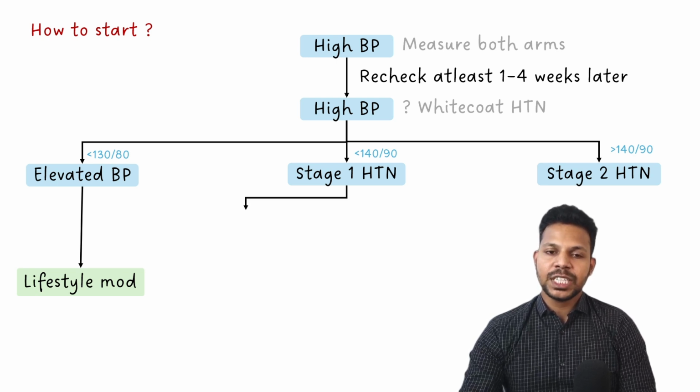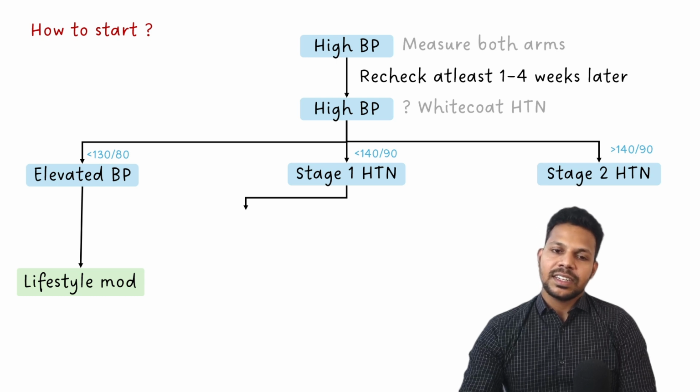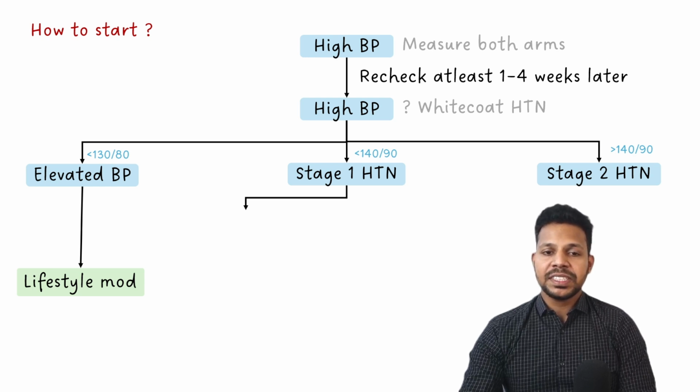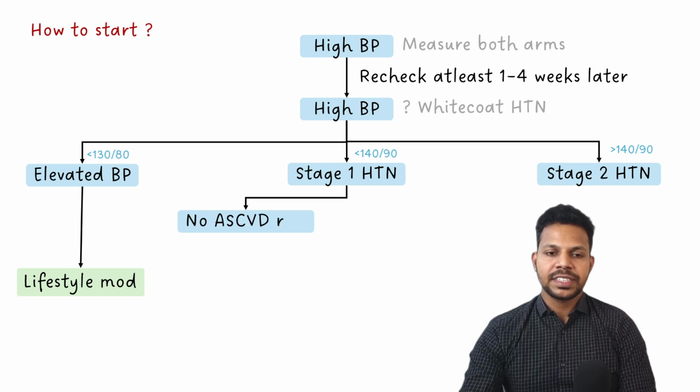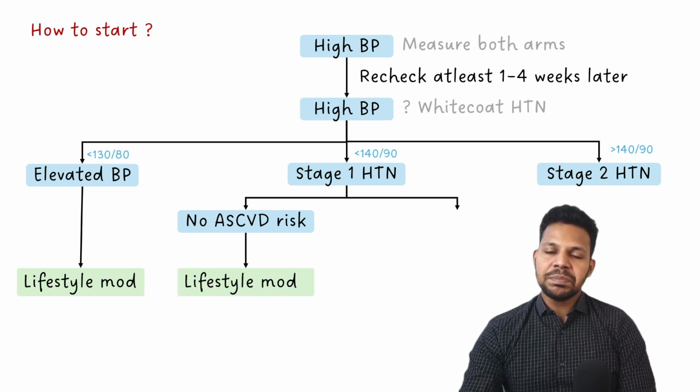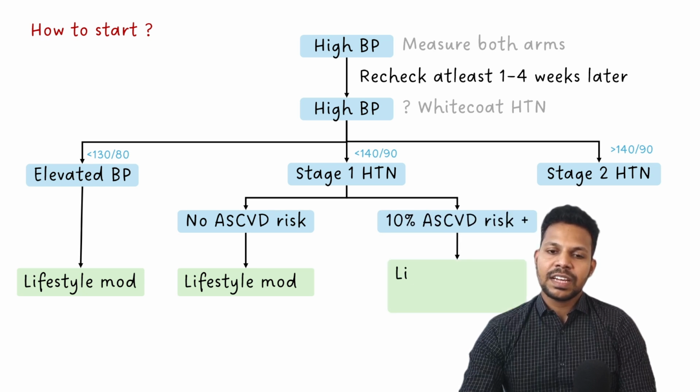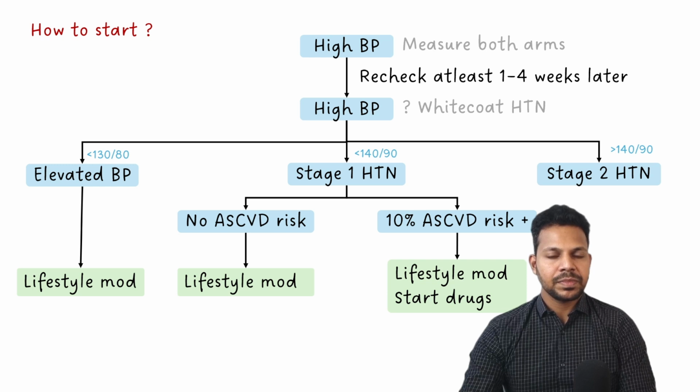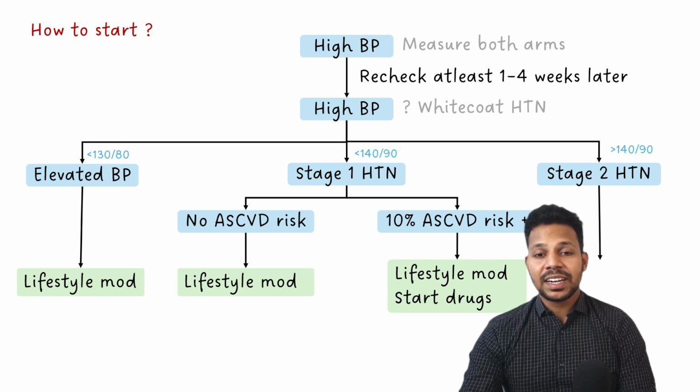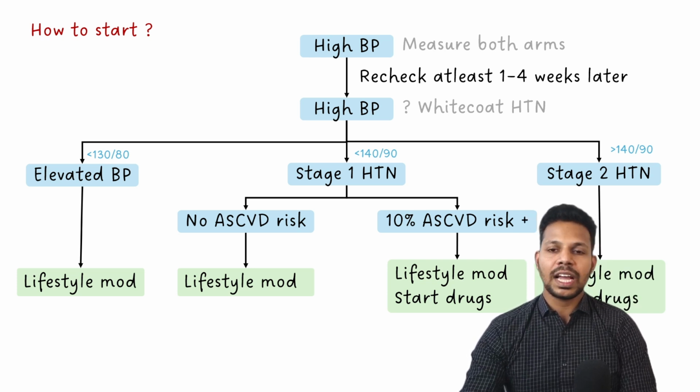If the patient is having stage 1 hypertension, assess the cardiovascular disease risk. If the patient is having no cardiovascular disease risk, then advise lifestyle modifications and just keep on monitoring the patient. Do not advise any pharmacological treatment. If the patient is also having a 10% risk of atherosclerotic cardiovascular disease, then advise lifestyle modification and also start the drugs. If the patient is stage 2 hypertension, irrespective of the atherosclerotic cardiovascular disease risk, start the patient on pharmacological management as well, along with the lifestyle modifications.